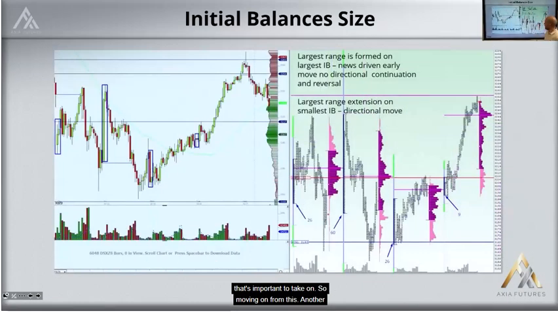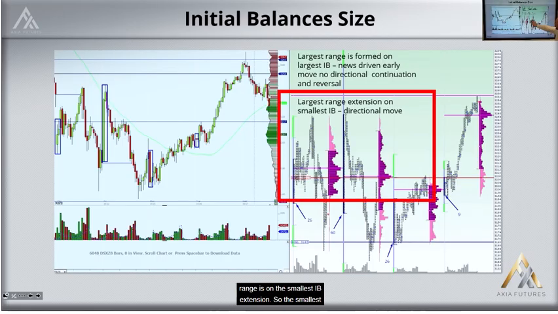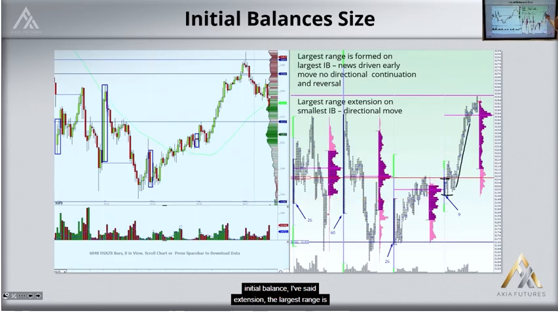So, moving on from this. Another example where you can see again that the sizes of initial balances don't necessarily impact ranges, and in fact again, the largest range is on the smallest IB extension. So there you go, smallest initial balance, largest extension. The largest range is actually formed on the largest IB. So you get the 60 tick initial balance that forms the largest range.